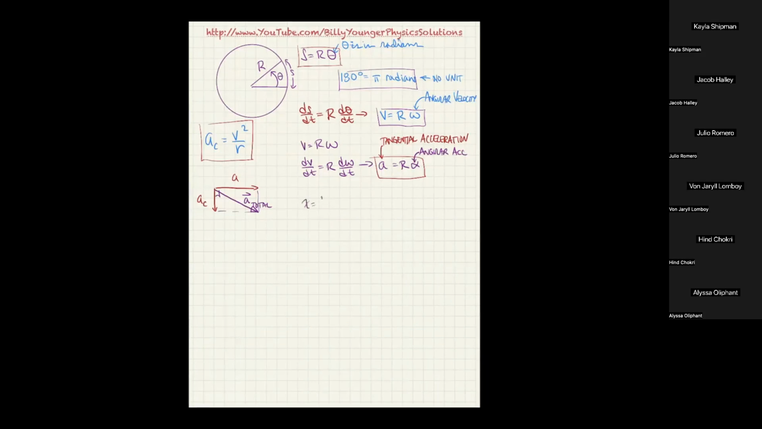When we had x is equal to 1/2 at squared plus v0t plus x0, it turns out there's an equation just like that. That is theta is equal to 1/2 alpha t squared plus omega 0t plus theta 0. And when we had v squared is equal to v0 squared plus 2a(x minus x0), it turns out there's an equivalent equation. Omega squared is equal to omega 0 squared plus 2 alpha (theta minus theta 0).